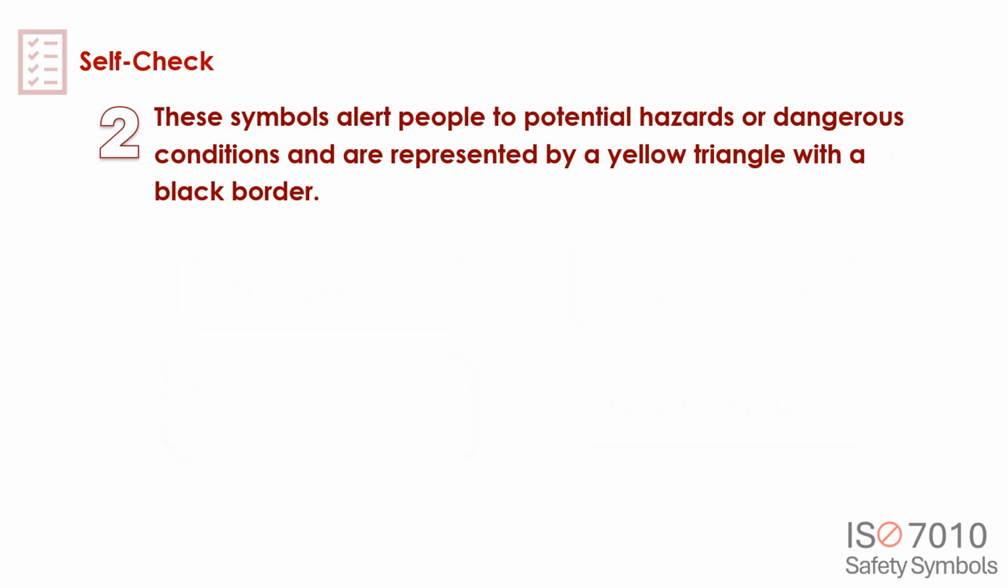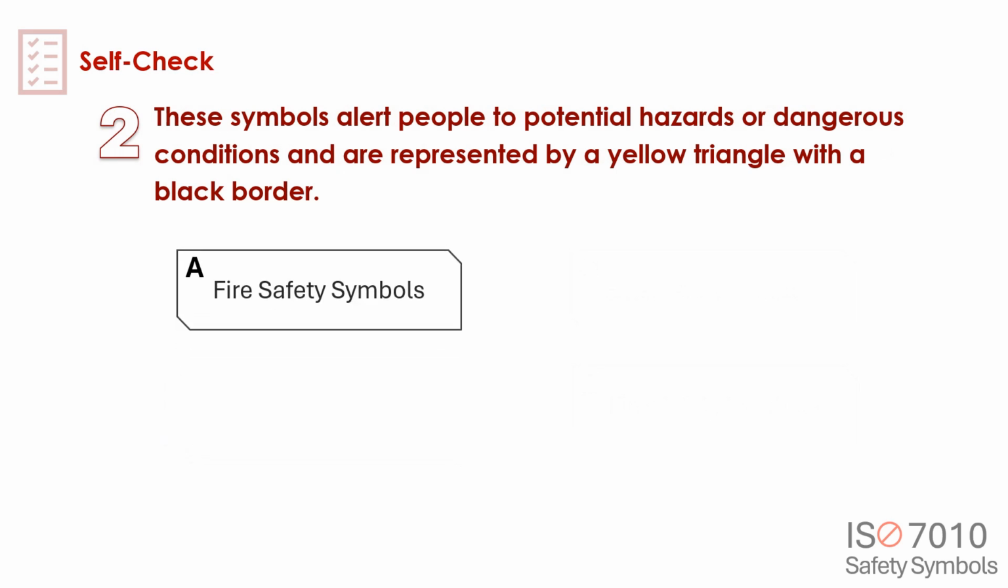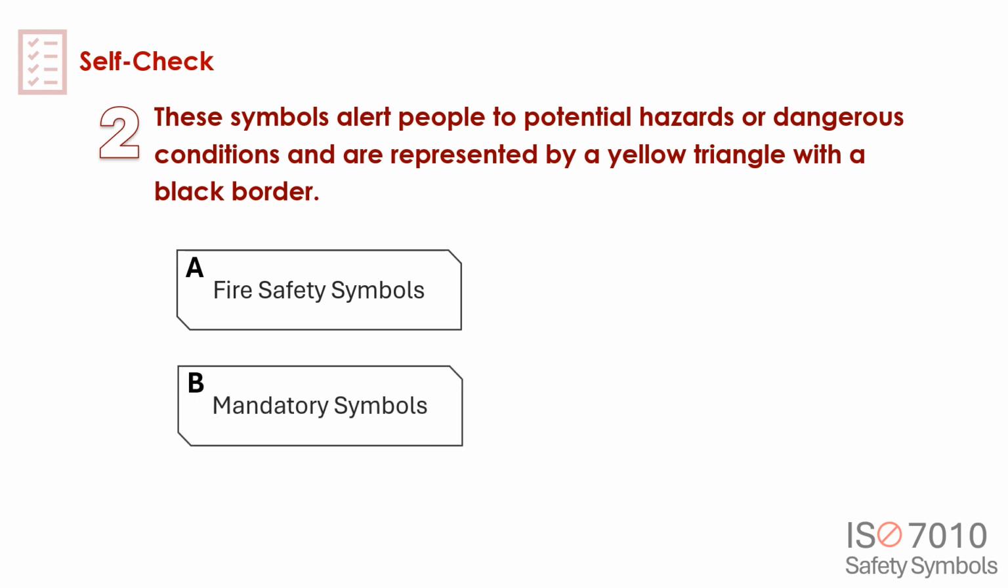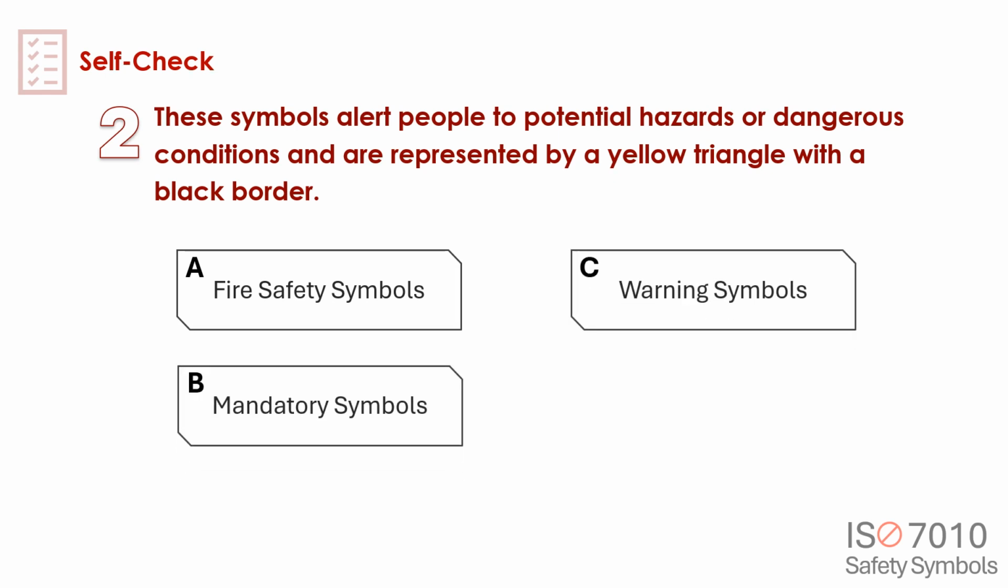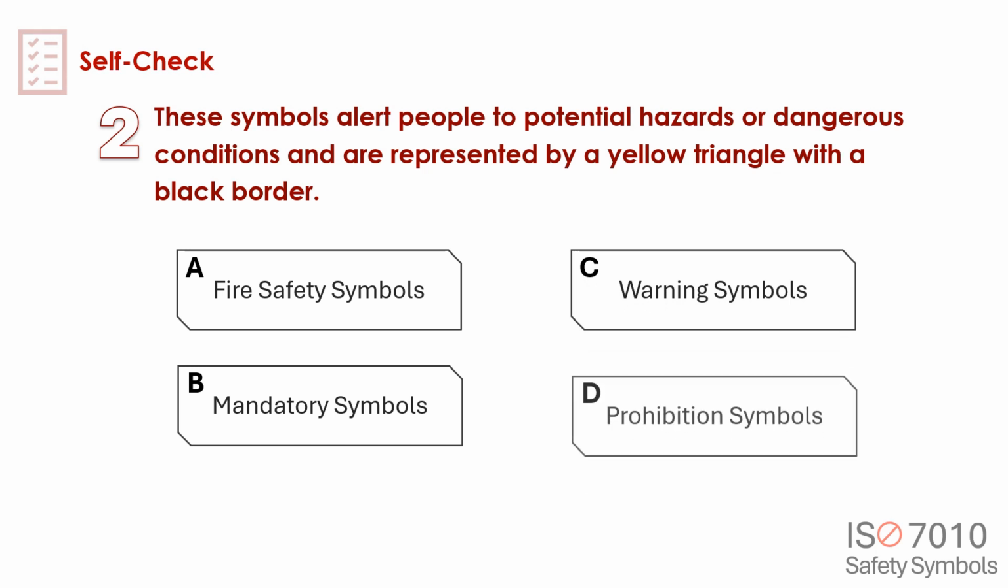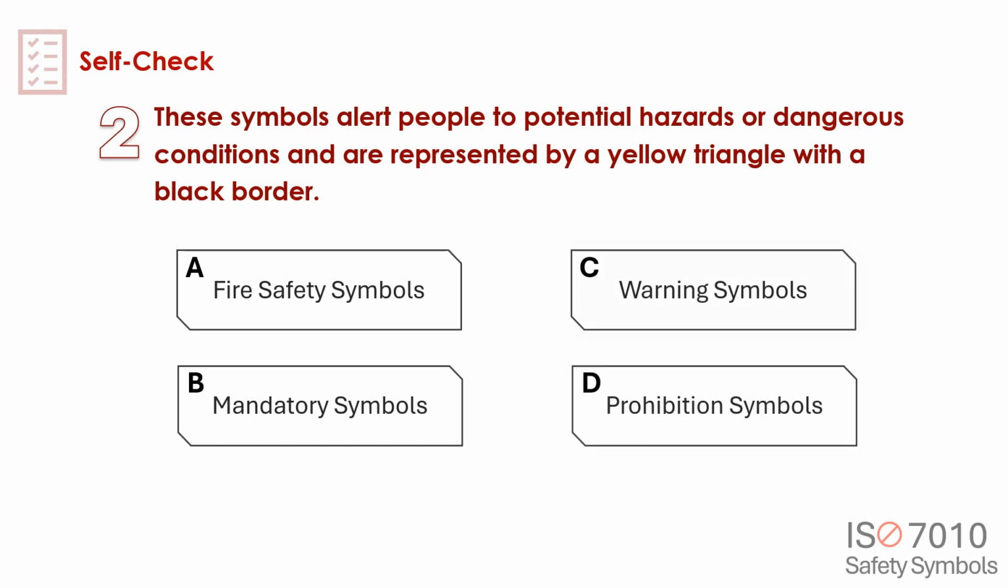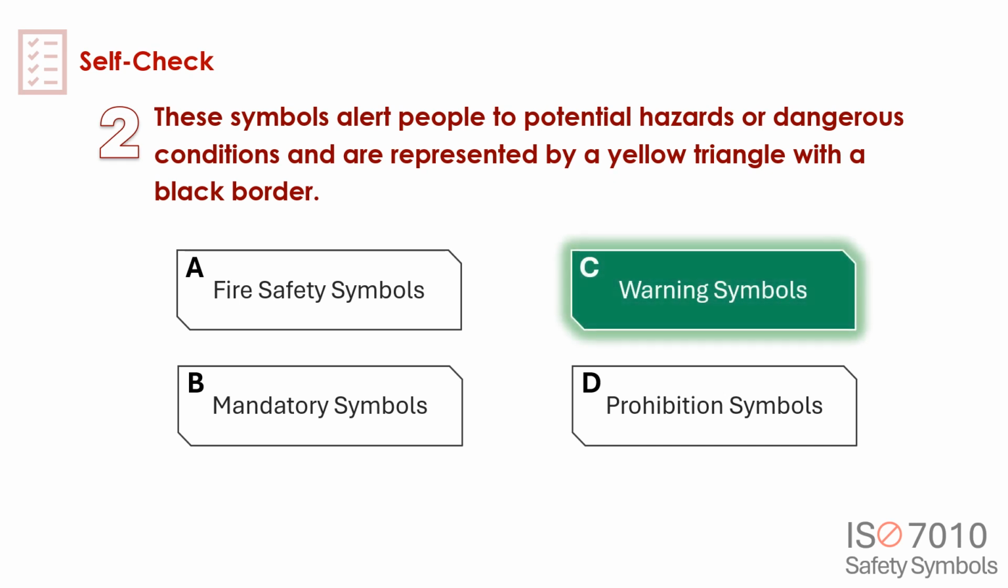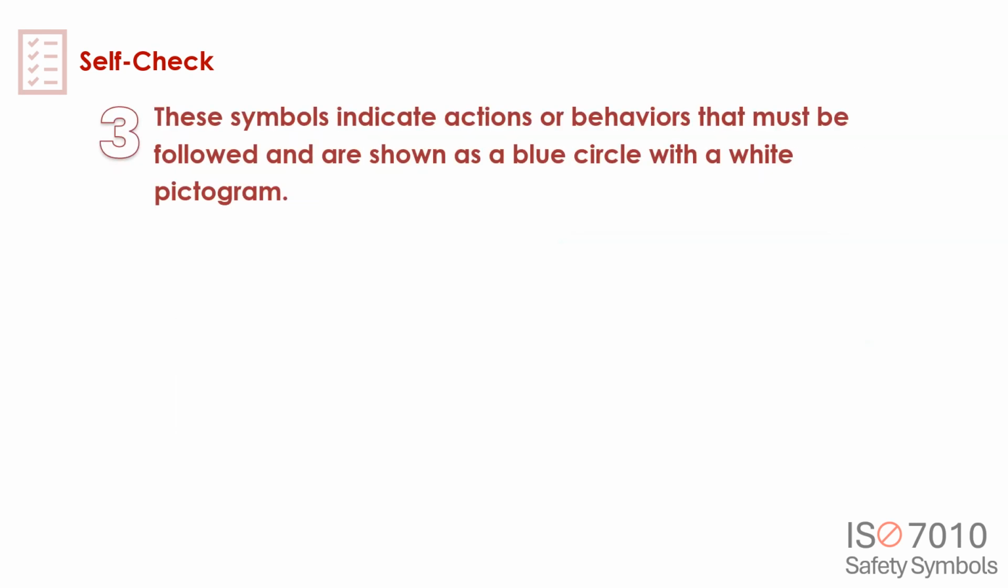Number 2. These symbols alert people to potential hazards or dangerous conditions and are represented by a yellow triangle with a black border. Is it A. Fire safety symbols, B. Mandatory symbols, C. Warning symbols, or D. Prohibition symbols? The correct answer is C. Warning symbols.